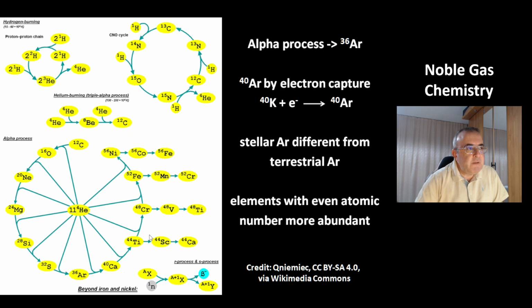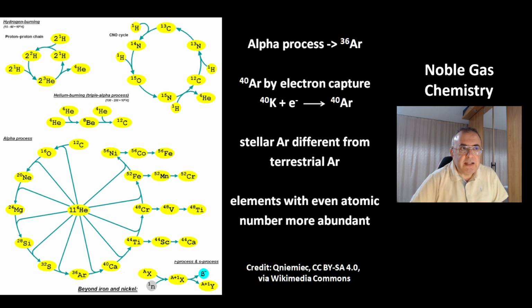And at the bottom is the alpha process that gives you all these elements with even atomic number. And since helium-4 is so abundant, that's why the elements with even atomic number are generally more abundant than the ones with odd atomic number.